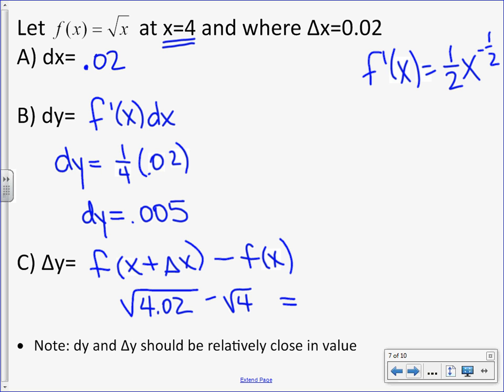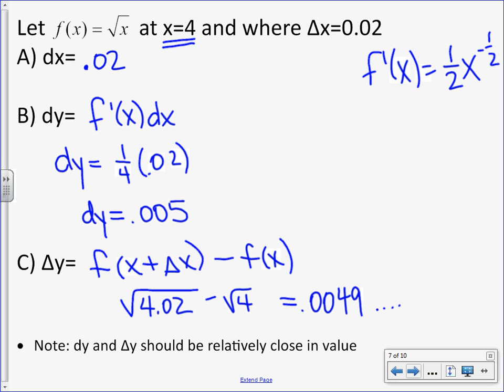Why are you using the square root of 4.02? Because our change in x is 0.02. We started at 4, plus delta x. It's 0.005, and then 0.0049 something, right? So close. So basically, dy and delta y should be the same thing.